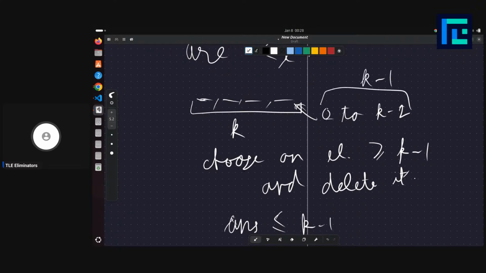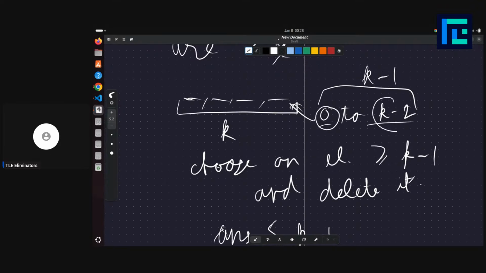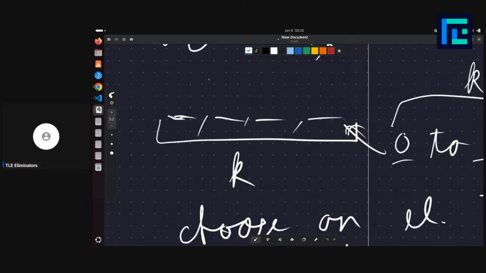Like 0, 1, 2 up to k minus 2, there are total k minus 1 numbers. So you are saying that in this subarray of length k, all the numbers are between 0 to k minus 2. Then what should we delete? So what I am saying is that since all the numbers are in this range, and there are only k minus 1 distinct numbers in this range, and the length is k, therefore at least one duplicate number must be there in this array, right?